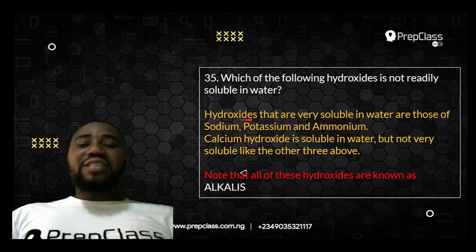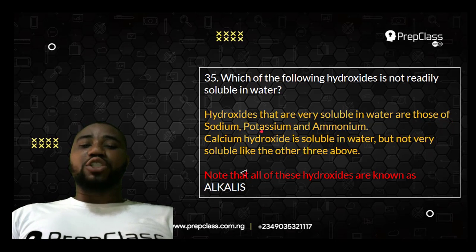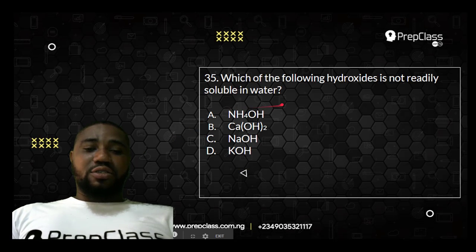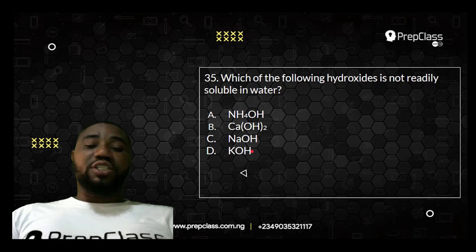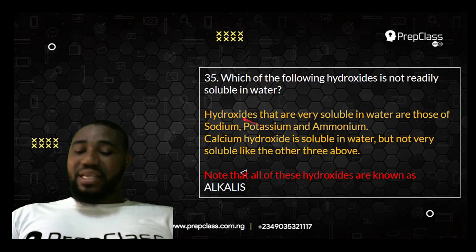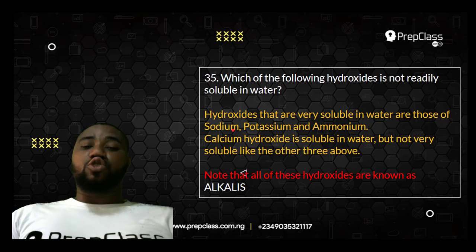Now I said here, hydroxides that are very soluble in water are those of sodium, potassium, and ammonium. So of the ones given here, the first one is ammonium hydroxide. The option C is sodium hydroxide. The option D is potassium hydroxide. So those 3, potassium, sodium, and ammonium hydroxides, are very soluble in water. But calcium hydroxide is soluble in water, but not very soluble like the 3. So the correct option is calcium hydroxide, Ca(OH)2. It is the only hydroxide among these that is not very soluble.